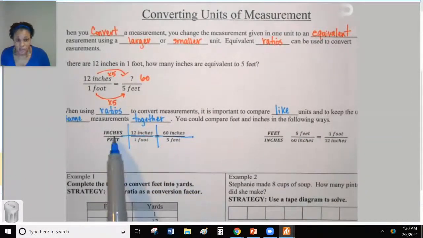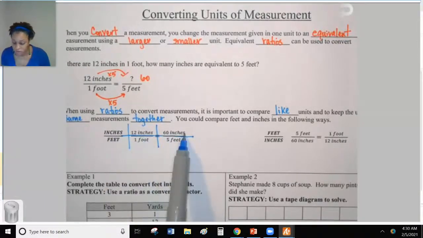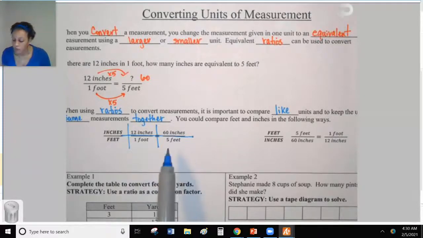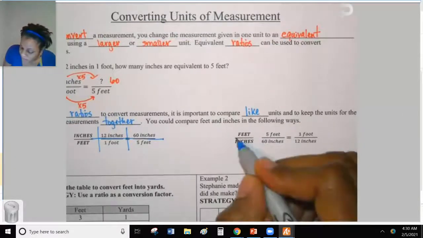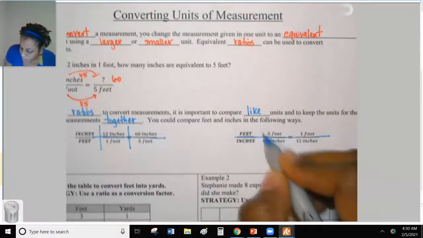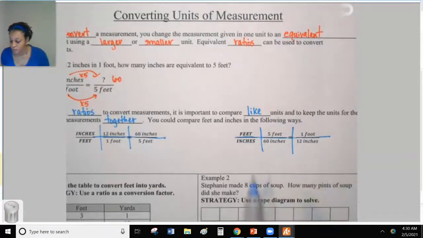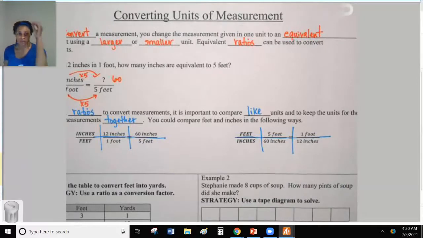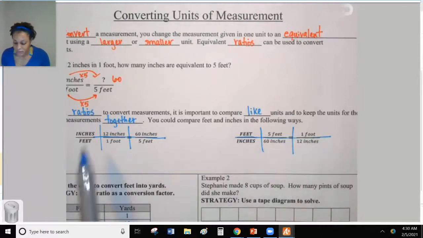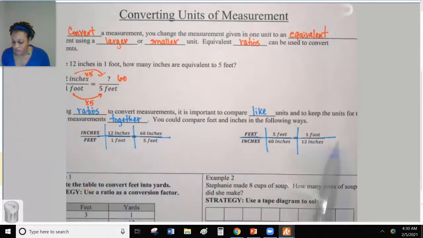So what they're saying, keeping them together, is if I put inches on top, then I need to have inches all the way across. If I put feet on top, feet all the way across. Same thing here. If I decide to put feet on top and inches on the bottom, just make sure whatever you put on top, you keep it consistent and it stays on top. You don't want to put inches on top and feet on the bottom, and then on the other side put feet and then inches. You want to keep it consistent, okay? So keep it together. You want to keep those like units together. Inches, feet, inches.